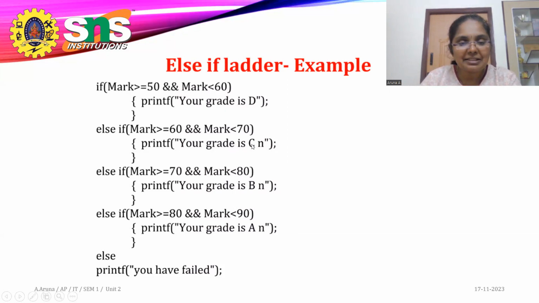60 to 70 means print the grade C. If it is 70 to 80, it will print the grade B. 80 to 90, it will print the grade A. If any of our else if or if statements is false, it will move to the else statement. It will print you have failed. So in this case, we are using the else if ladder. The best example is our student grading system.